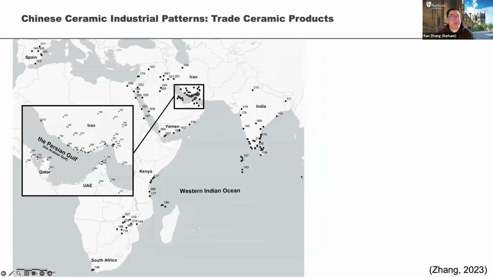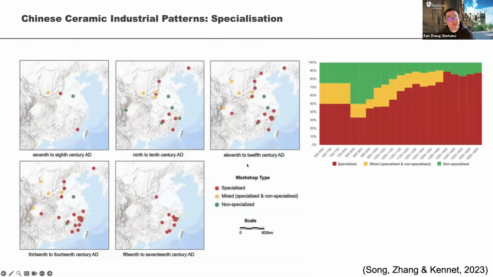And for the trade of Chinese ceramic, you can see the massive production and labor organization, and Chinese products were vastly distributed in the whole Western Indian Ocean, even to Spain. There's one piece of research based on the classification of workshops from the kiln sites. The red dots mean specialized workshops, which have specialized functions and specialized organization on the site. But green means that everything is mixed with the production stages, and yellow means mixed types.